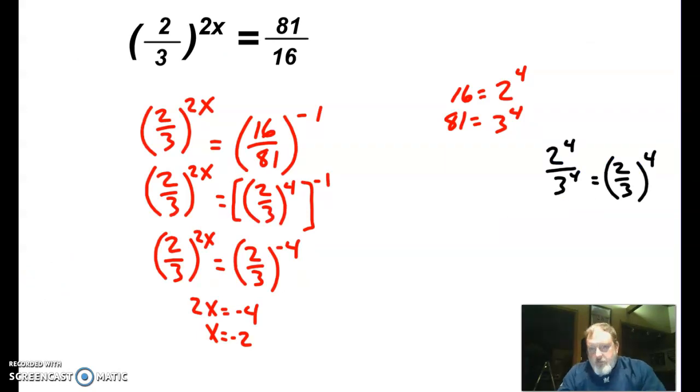All right, 17. This one's a little harder here. You may want to pause, but as you go back through, first thing I'm going to do is take the reciprocal here. So this is 16 over 81 to the negative 1st. 16 over 81, that's 2 to the 4th and 3 to the 4th, so right there. So I really have 2/3 to the 2x and 2/3 to the negative 4. So again, I had to take the reciprocal here, which is the negative 1st power, and this was 2 and 3 to the 4th. And then I can solve for x, which is negative 2.